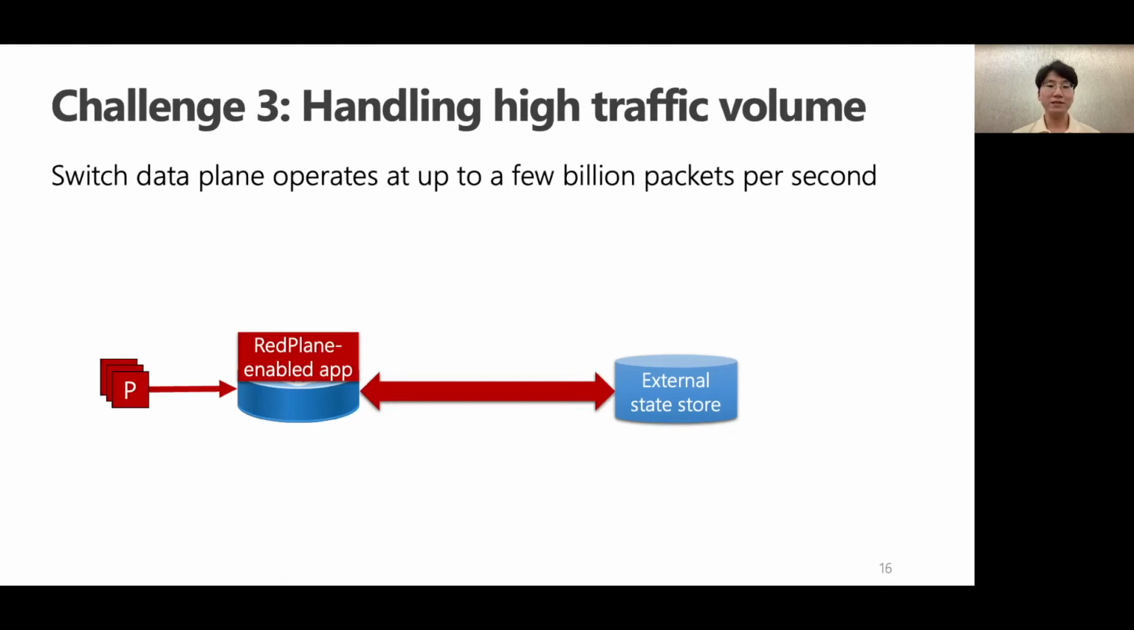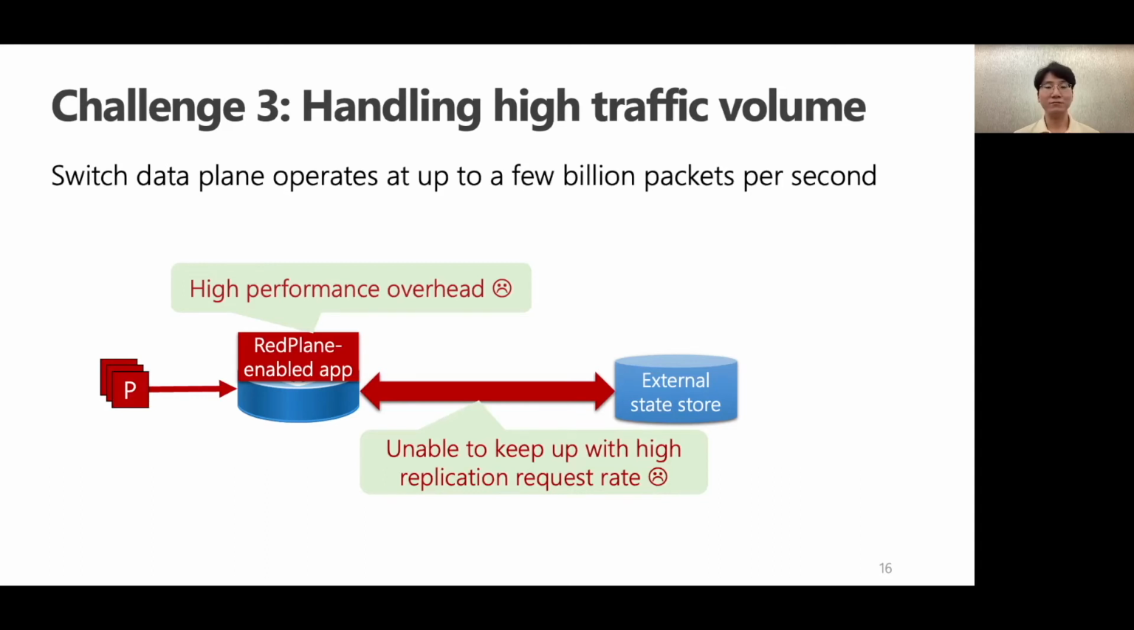And the last challenge is to deal with the high traffic rate of the switch. Since the switch data plane can operate at up to a few billion packets per second, if every packet needs to access the state store, it can not only degrade the application's performance, but also exceed the state store's processing capacity, which is typically much lower than the switch's capacity.